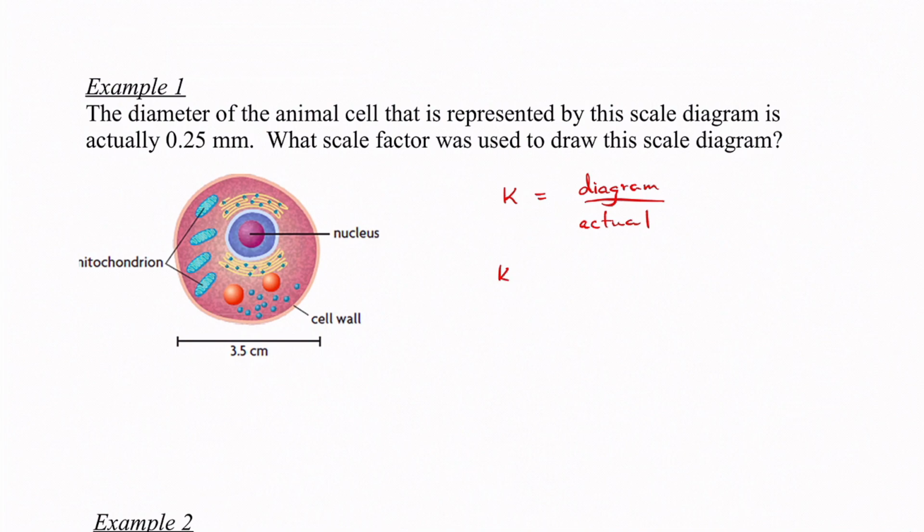So what we're going to have, the diagram is 3.5 centimeters, and then the actual length, it told me right here, was 0.25 millimeters. But remember, with our scale factor, it was just a factor. There's no units that should be with it. So we've got to somehow get these units to cancel, and the only way we can get those units to cancel is if they're the same. So we need to get the units to be the same.